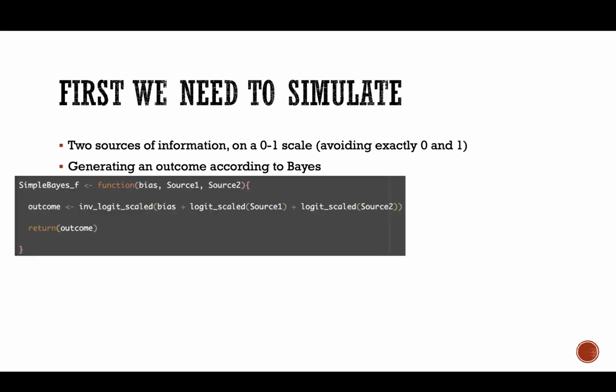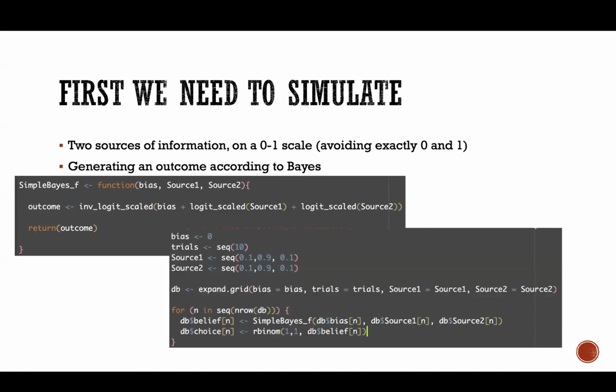And what we do is we create a simple Bayes agent, which, because I'm like that, I thought was a good idea at that time. It's not just the simple Bayes, but also has a bias parameter. And it takes the 2 sources of information and the value for the bias as arguments. And then the outcome is bias plus logit scale of the first source plus logit scale of the second source, right? Nothing new compared to what we're used to. We can fix bias at 0.